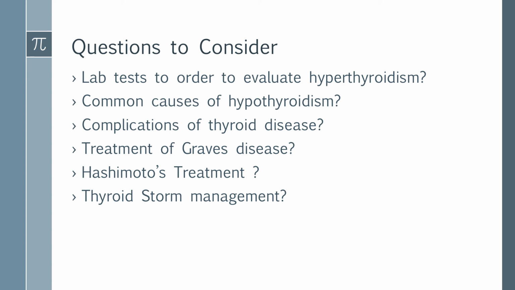Hashimoto's treatment, essentially you replace the hormone, which is the T4, which is levothyroxine, and if the patient develops lymphoma, you take out the thyroid.